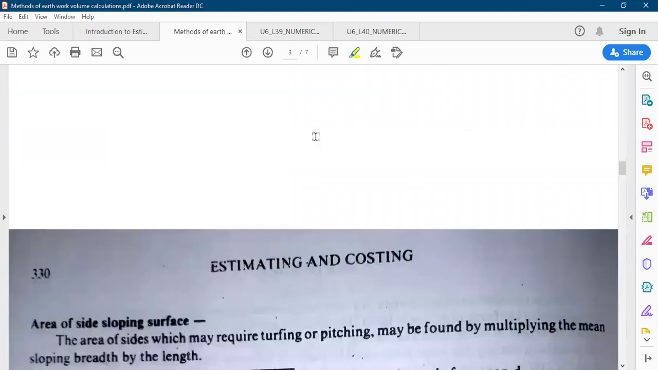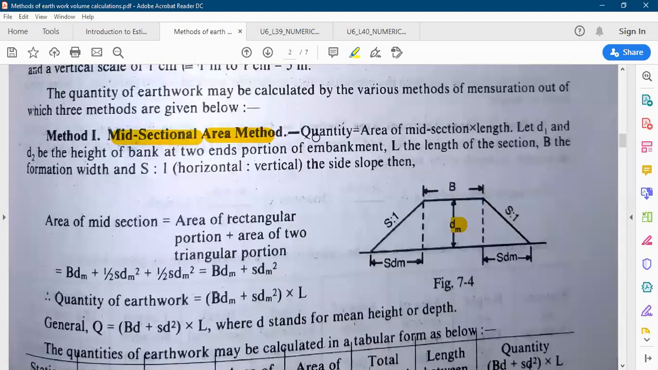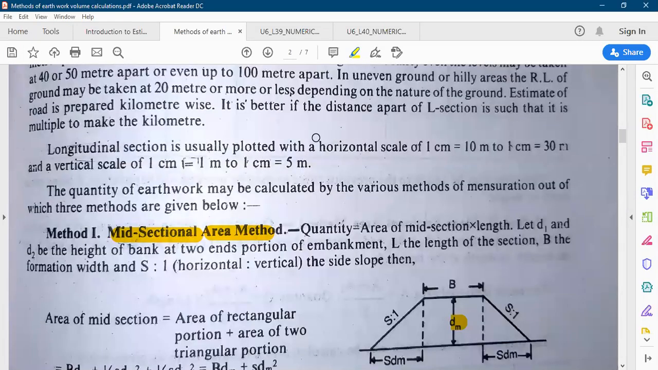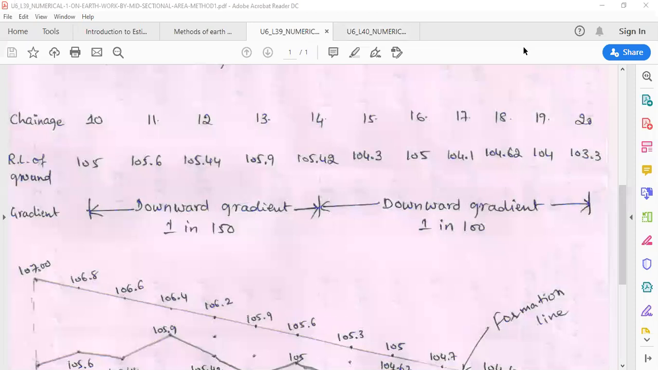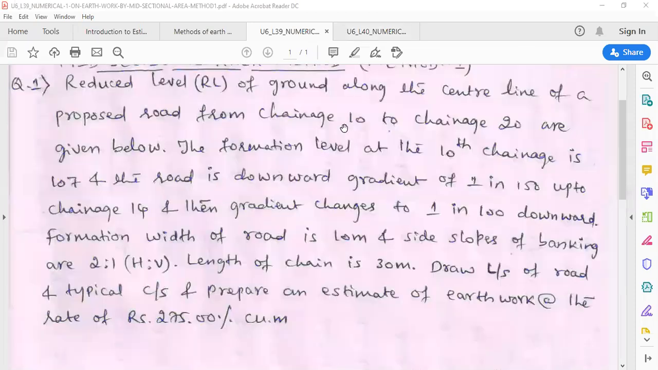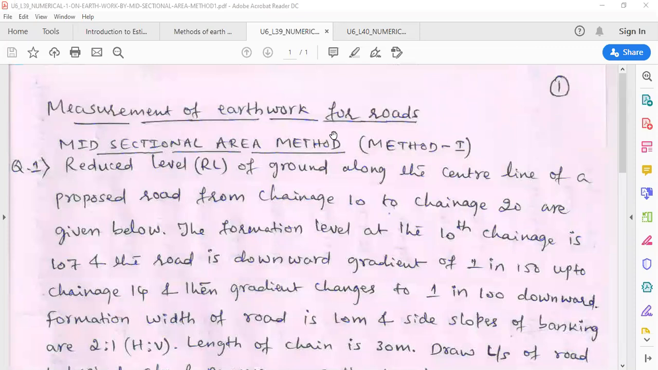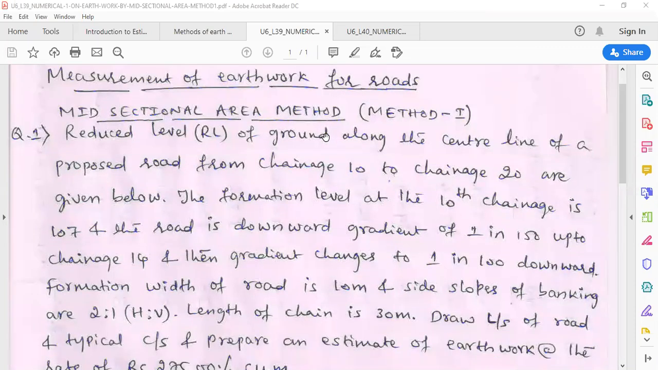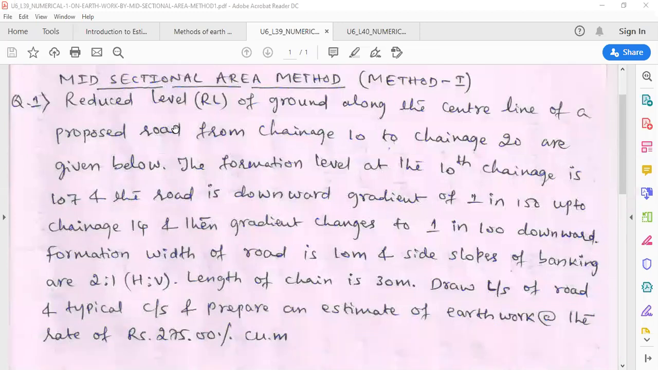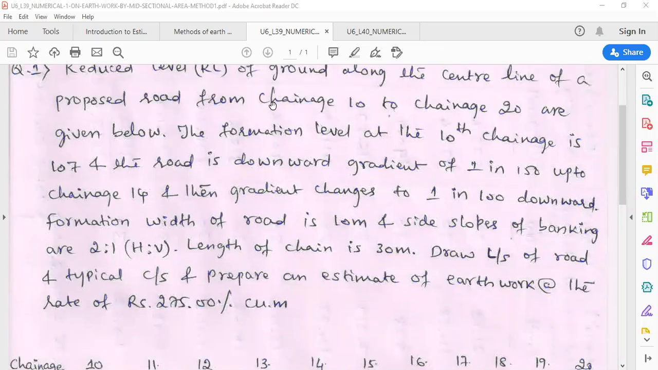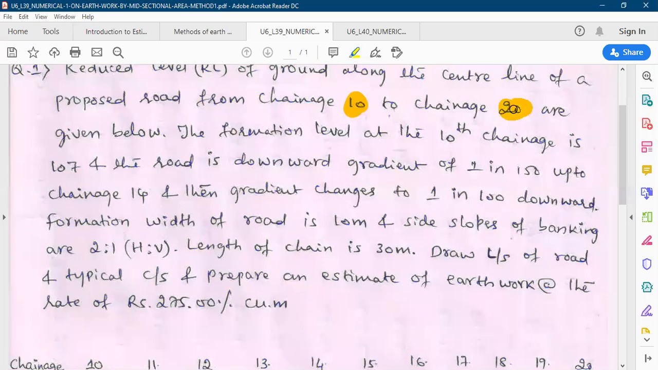So we'll try to solve the problems using the mid-sectional area method as well as the mean sectional area method, right. We'll continue the earthwork excavation for roads with one simple numerical. The question says: reduced levels, RL, of the ground along the center line of a proposed road from chainage 10 to 20 are given.